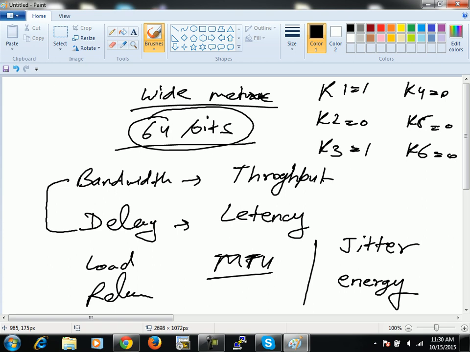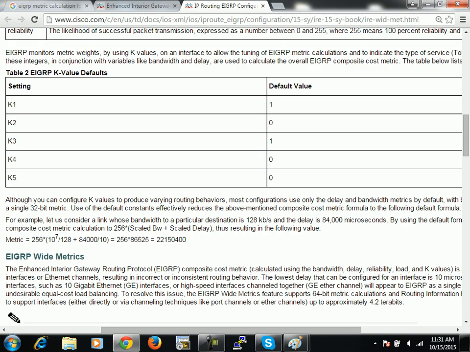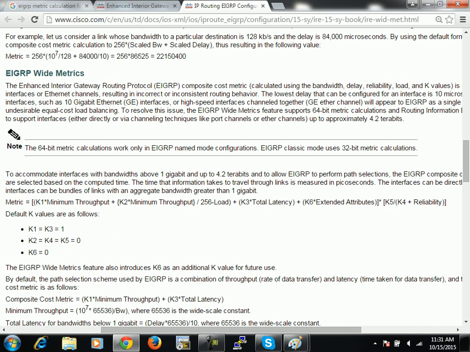So here we are using 6 K values, and the formula to calculate your metric, here actually in wide matrix, they are having formulas according to bandwidth. As per bandwidth, formula will get changed automatically. If bandwidth is higher, I don't remember exactly that value, but in that case it will get changed automatically. You see, this is the actual formula.